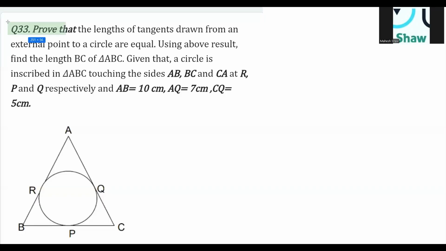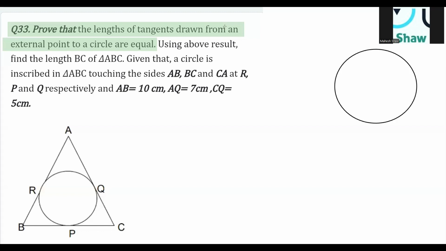This is question number 33. It says, prove that the lengths of the tangents drawn from an external point are equal. And then using the result, you have to prove something else. Let's say if I just do the first part here, let's say I took a circle here and I'm going to draw two tangents from this exterior point. I took an exterior point, say this, and I'm drawing two tangents here.